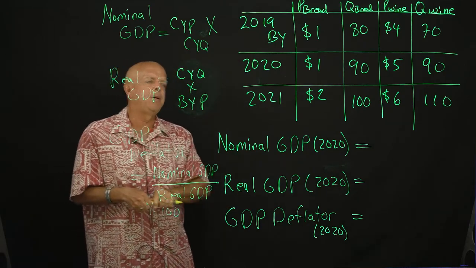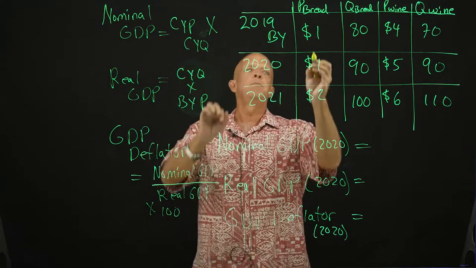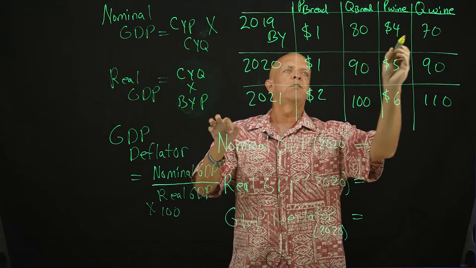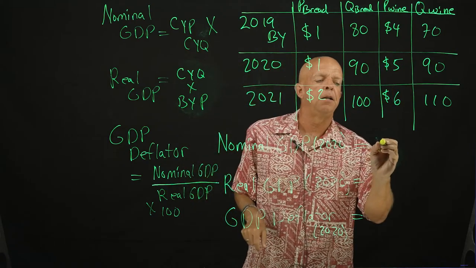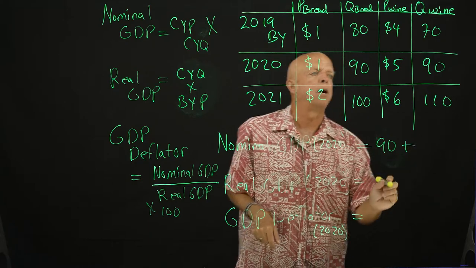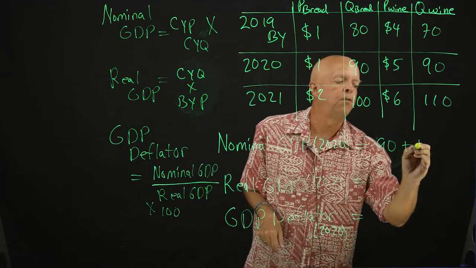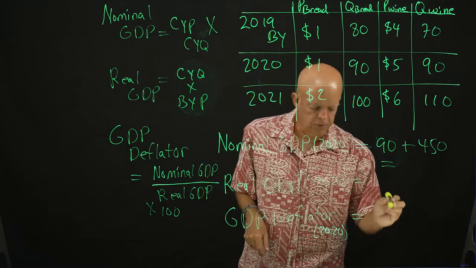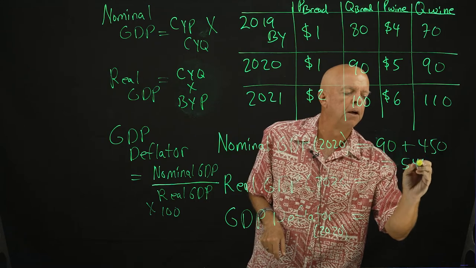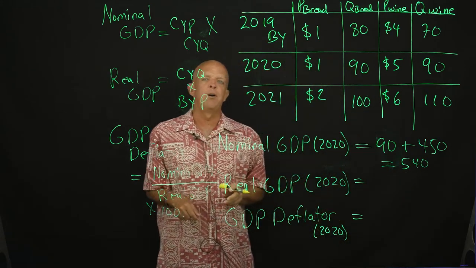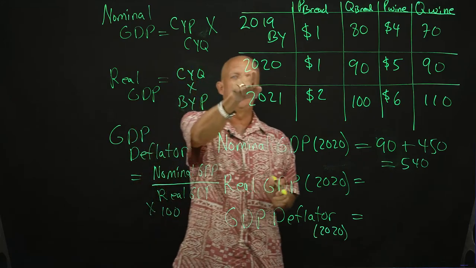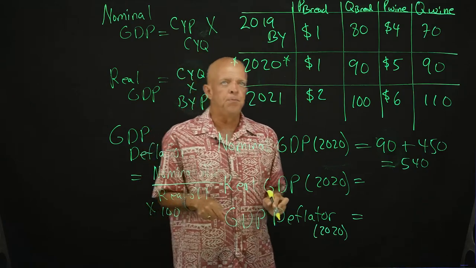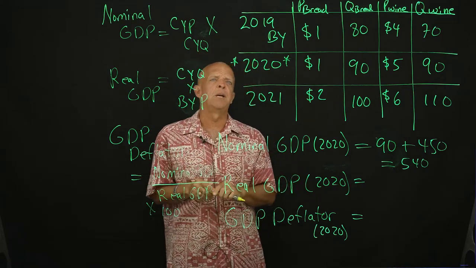So our nominal GDP is going to be the current year price times quantity, plus the current year price times quantity. It's going to be 90, excuse me, plus 5 times 9, which is 450. 450 plus 90 is going to be 540. So that's going to be our nominal GDP for the year 2020. We'll put a star here and a star here. Remembering our base here is 2019.